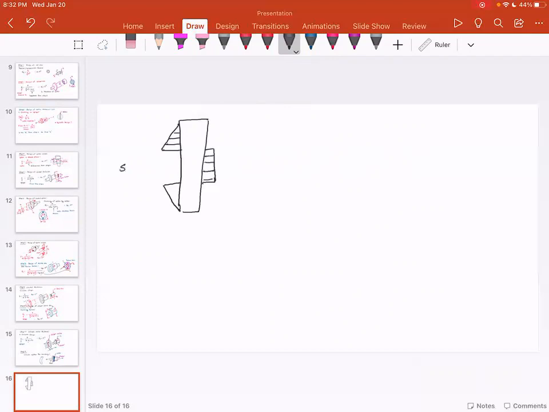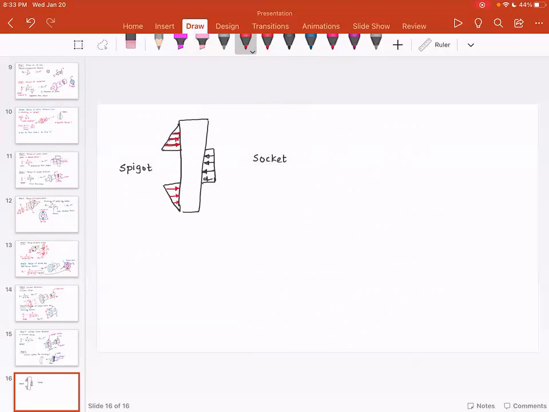So this is spigot side, this is socket side. What happens is the spigot side is going to apply the load something like this. Socket side is going to apply the load something like this. And here is the reason why this loading distribution is assumed.